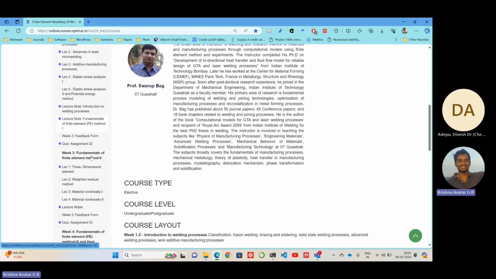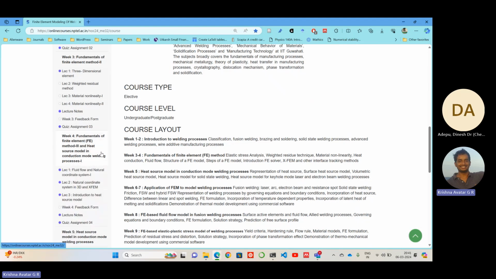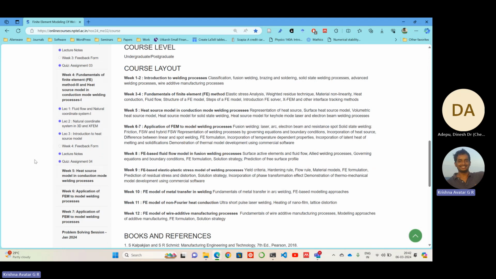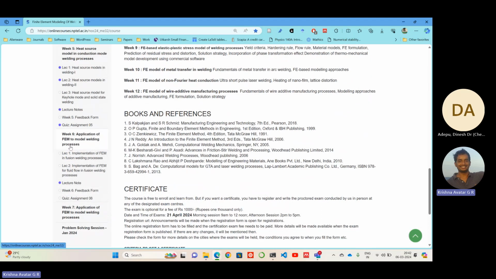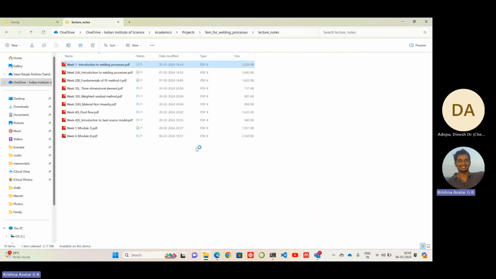Then there was talk about the fundamentals of the finite element method, and the different heat source models which are used for conduction mode welding. Conduction mode welding requires low power density, and there is again more about heat source models. Even in week 5 it continues, and in week 6 there is how to implement FEM to model welding processes. So that's what we are going to review. We'll give a very fast review and then look at some of the numerical approaches. So let me just open the first slide.